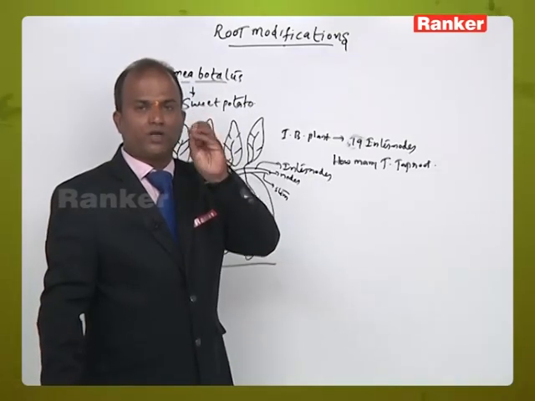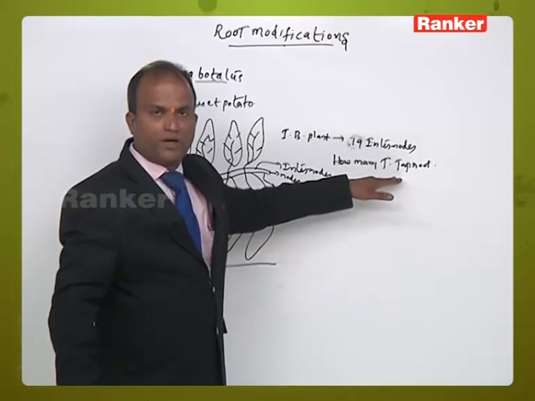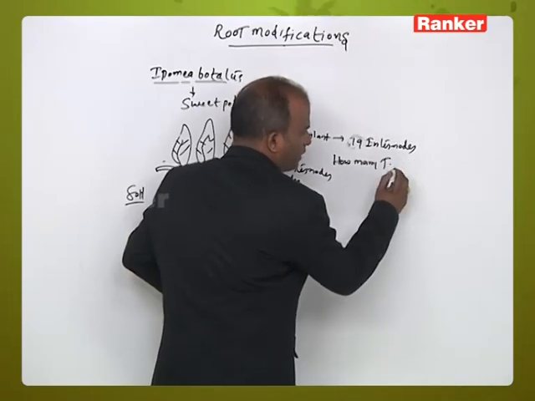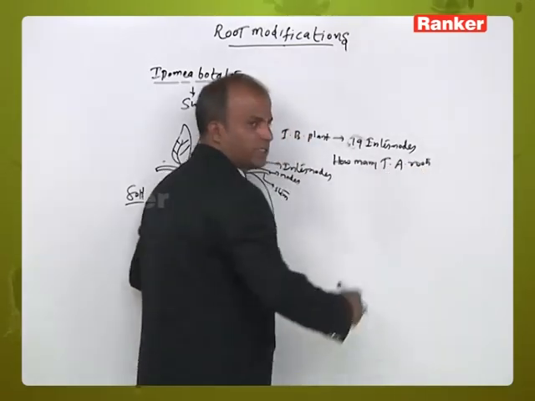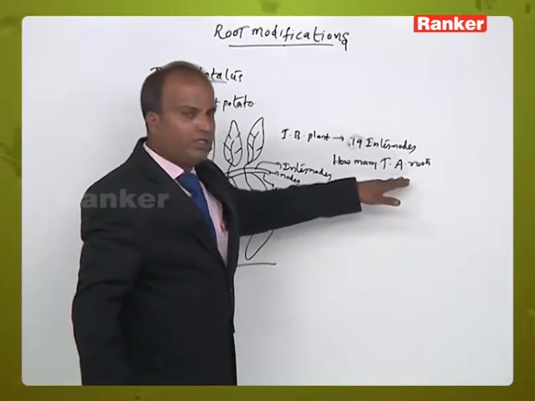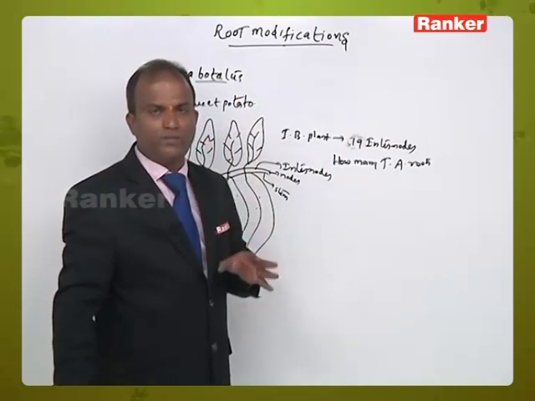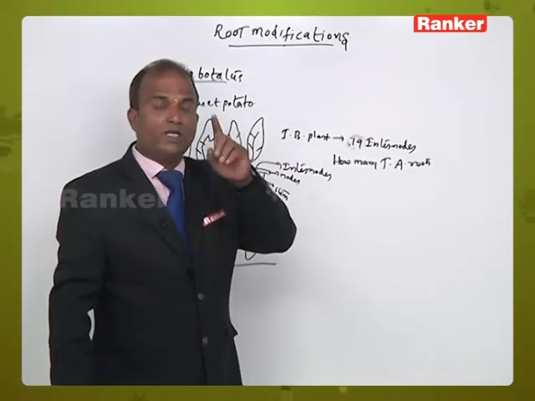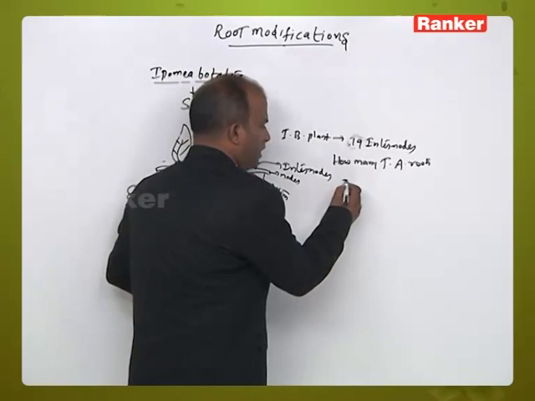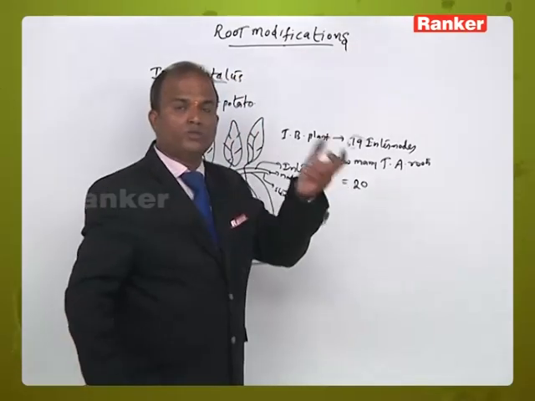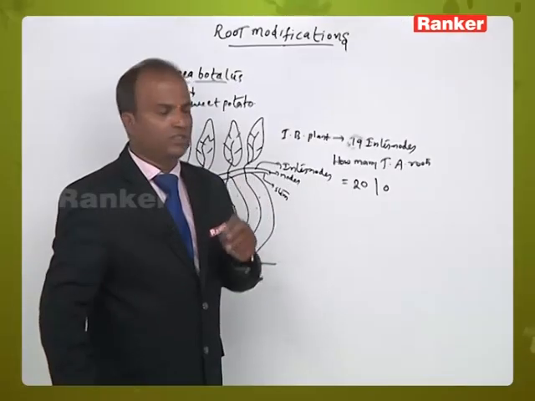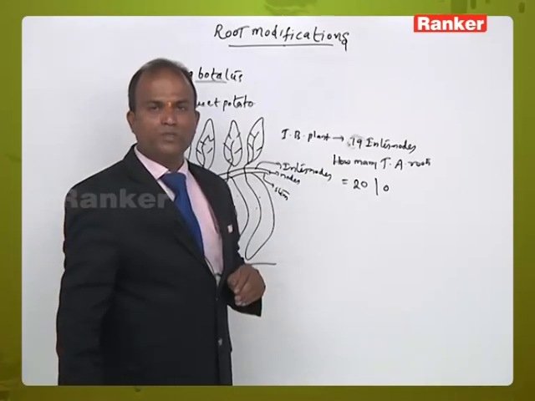But it is a wrong answer. Why? Because it does not show a taproot system. It shows which type of root system? That is nothing but tuberous adventitious roots. For the same problem, if they ask how many tuberous taproots, the answer is 0, because it does not show a taproot system. But as it shows adventitious roots, if they ask how many tuberous adventitious roots, then the answer is 20. How many tuberous taproots? Then the answer is 0. This is about Ipomoea batatas.